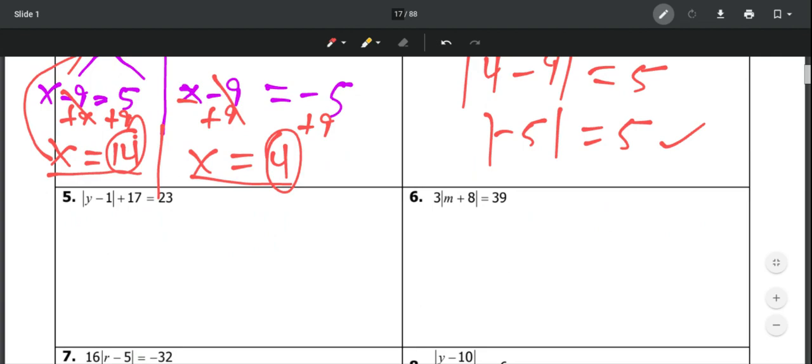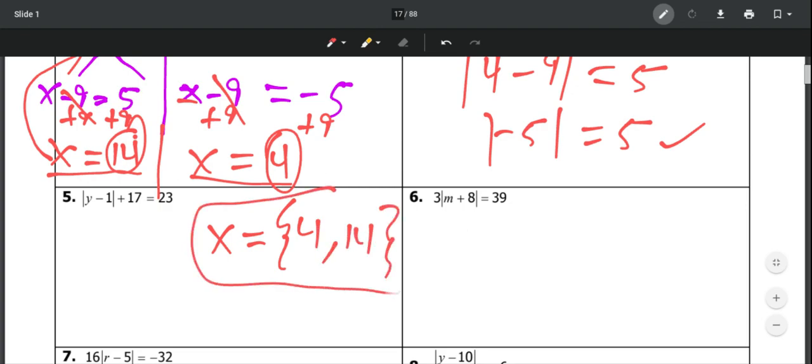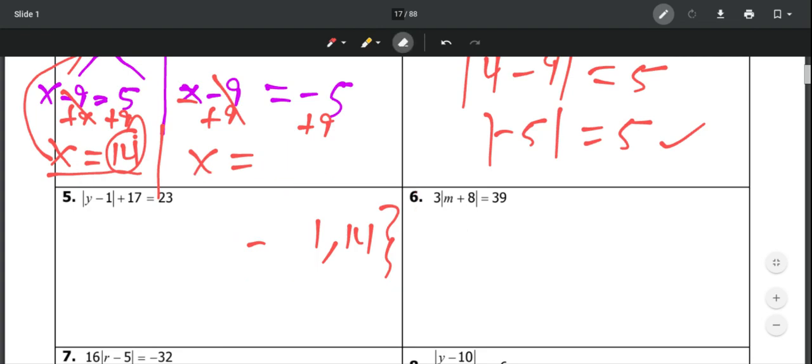And a way that you may see it written, a way that you could write it, would be x equals, draw you some brackets, 4, 14. That would be your final answer. All right, so pause this, write this down, because I'm erasing it.